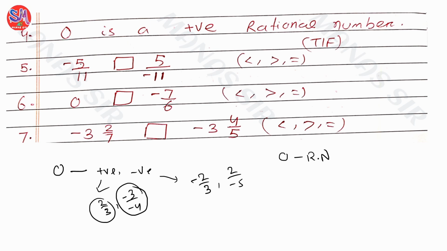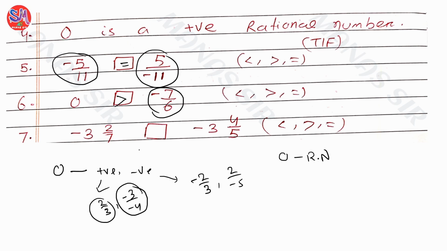Okay. Minus 5 by 11 and 5 by minus 11. This is the same, equal, because here is minus 5 by 11, here is also 5 by minus 11. That's why it is the equal sign. Well, if you understand. Next, 0 and minus 7 by 6. Okay. We know that 0 is greater than all negative numbers. Here is a negative rational number, means 0 is greater. That's why 0 is greater.